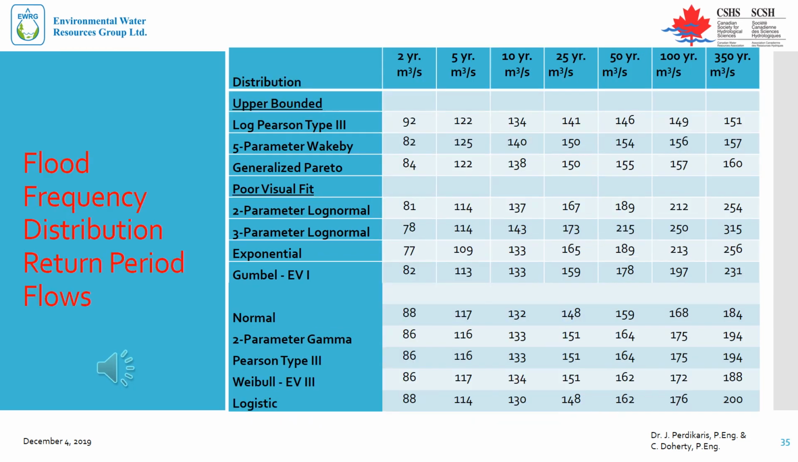The following table lists the return period flow rates for the different frequency distributions. The log Pearson type 3, 5-parameter Wakeby, and generalized parameter distributions were determined to be upper bounded. The 2-parameter log normal, 3-parameter log normal, exponential, and Gumbel distributions provided a poor visual fit, and the normal, 2-parameter gamma, Pearson type 3, Weibull, and logistic distributions provided a good visual fit.